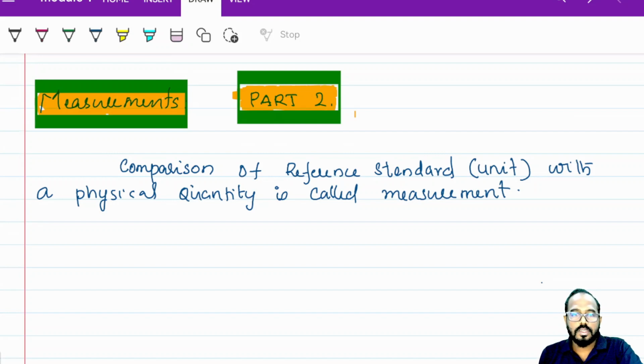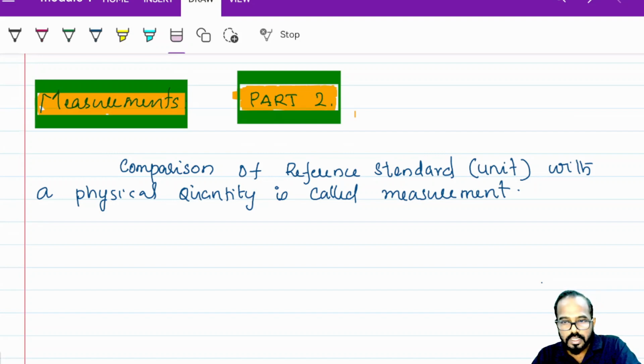So last session we discussed the unit, a standard reference for measurement. If you didn't watch that video, just go and watch it, understand the concept of unit. Then you watch this video, and you will understand it better.